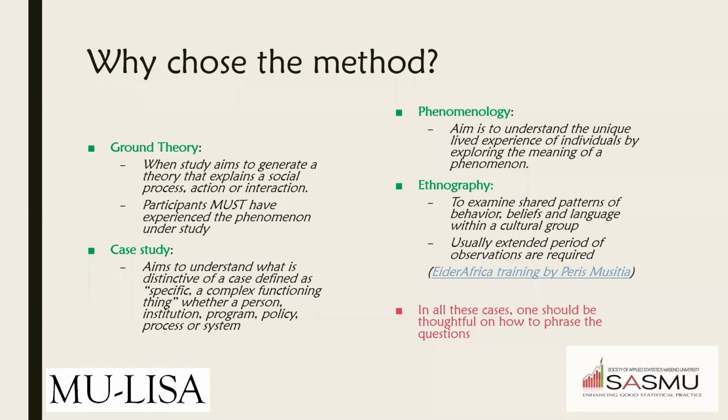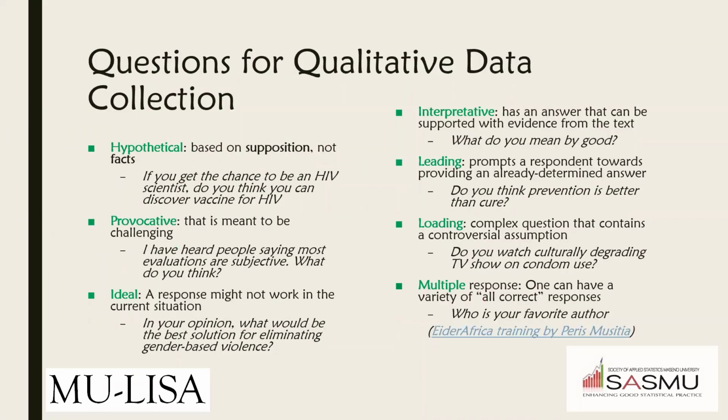Now, when you're going to collect data, somebody needs to really think clearly, how do I phrase these questions? And rather, what are the types of questions that you want to use? The questions could be hypothetical, which are really based on suppositions, not facts. For example, if you get the chance to be an HIV scientist, do you think you can discover the vaccine for HIV? You really don't know. It is supposing.